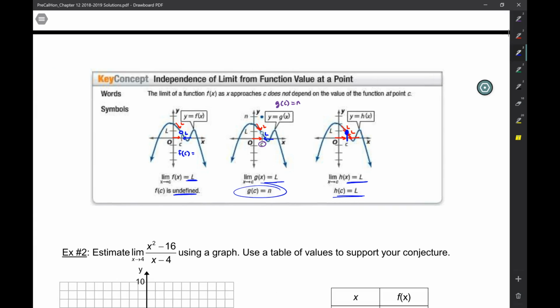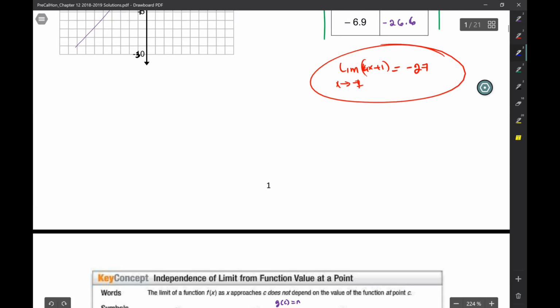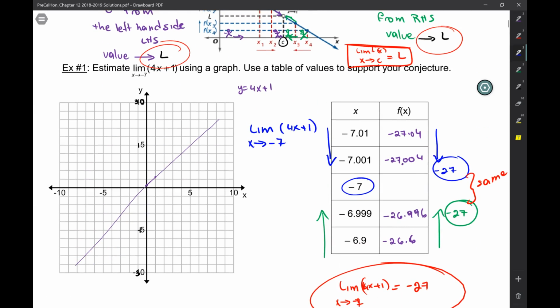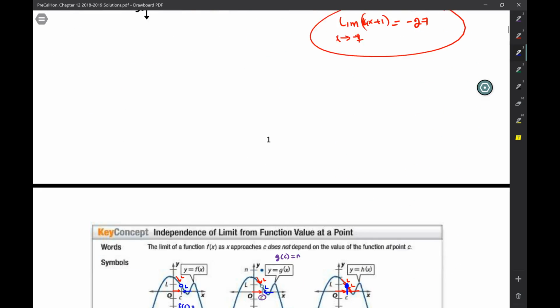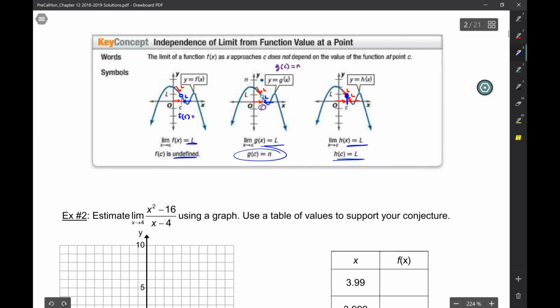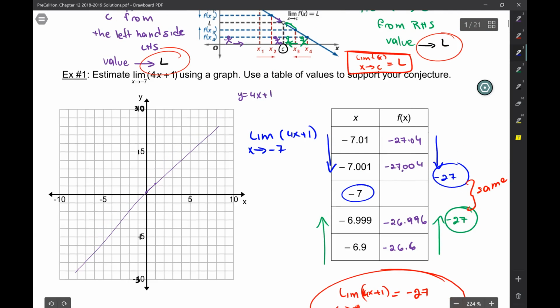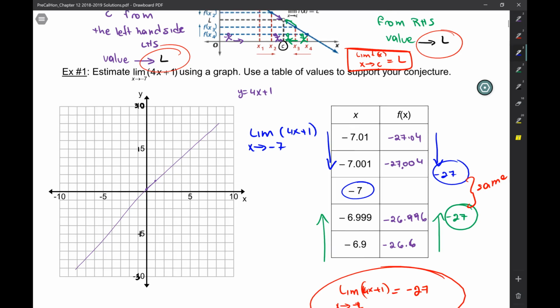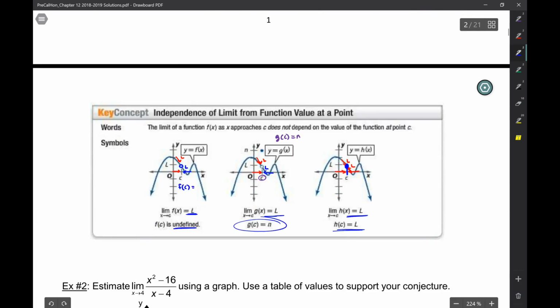So now here's the question for you. You have three cases. You have the same limit. On the one hand, there is no value of the graph. Here, the value of the graph is different. Here, they're the same. When we did this one here, which one of those was that one like? 1, 2, or 3? 3. It's like 3, because what's the actual value at x equals negative 7? Negative 27. Yeah. Okay. Did somebody have a question?